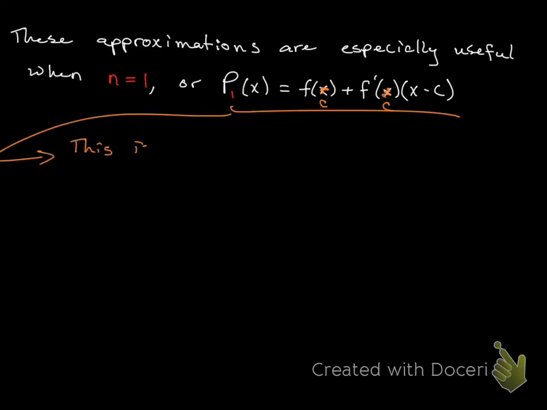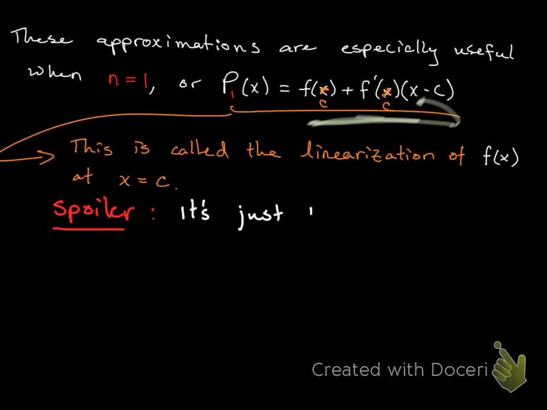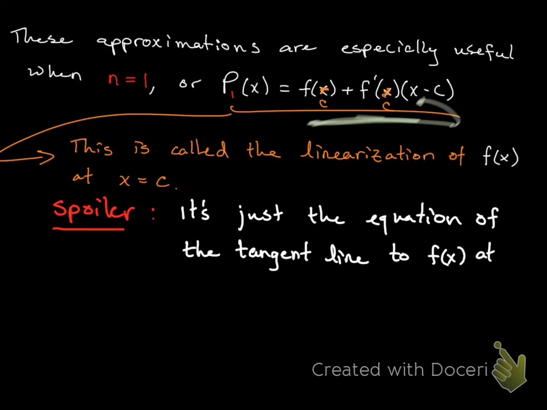You've seen this before. This is actually just called the linearization. The linearization of f at x equals c. And the reason it's called linearization is because this expression is a linear function, right? The variable here, x, is to the first power. Spoiler, this is the equation of the tangent line. It's just the equation of the tangent line. And you've been calculating that for a long, long time now. It's just the equation of the tangent line at x equals c. It's an easy thing to calculate.